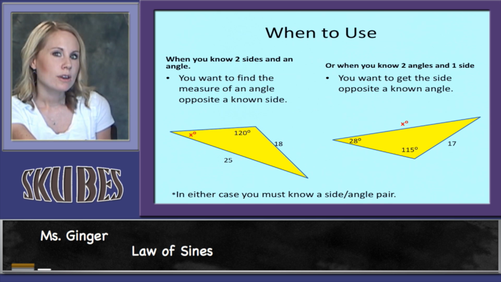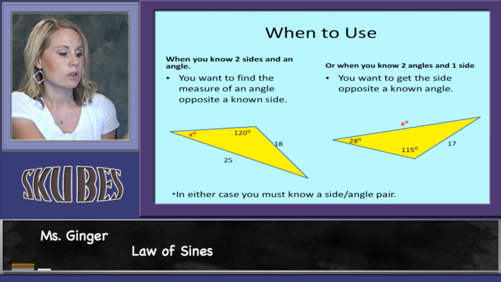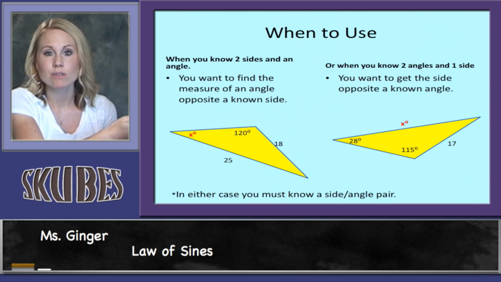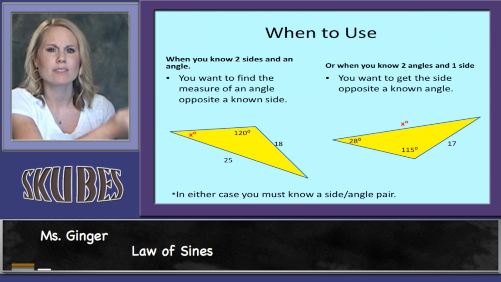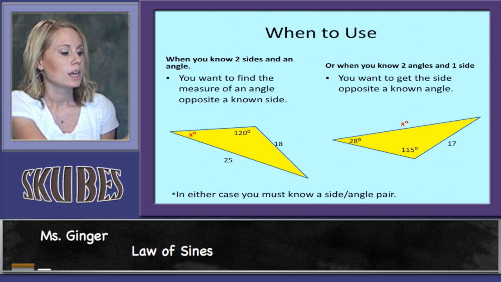Okay, why do you need to know that? When do you need to use it? Law of sines can be used in any triangle. So sometimes we're not given a right triangle or special right triangle, so we need to have a different tool to be able to find our missing pieces on our triangles.